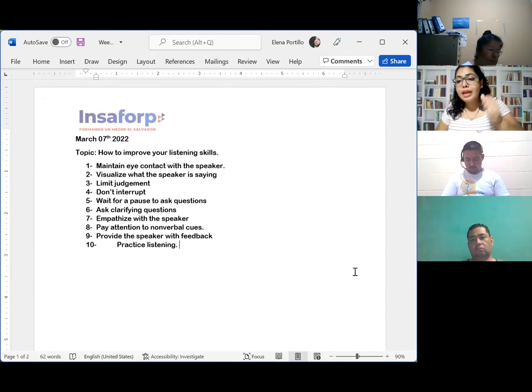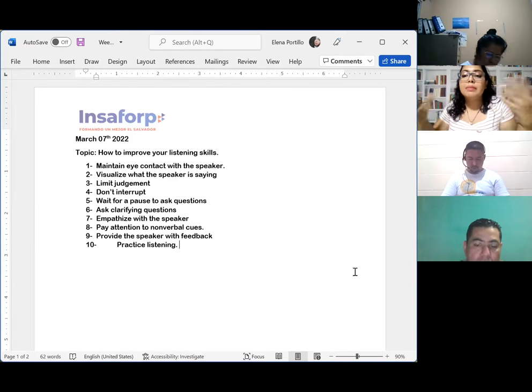So if we create mental maps about the information, it's easier and it is better for us to understand what is the topic, the main topic and the main points of the conversation.